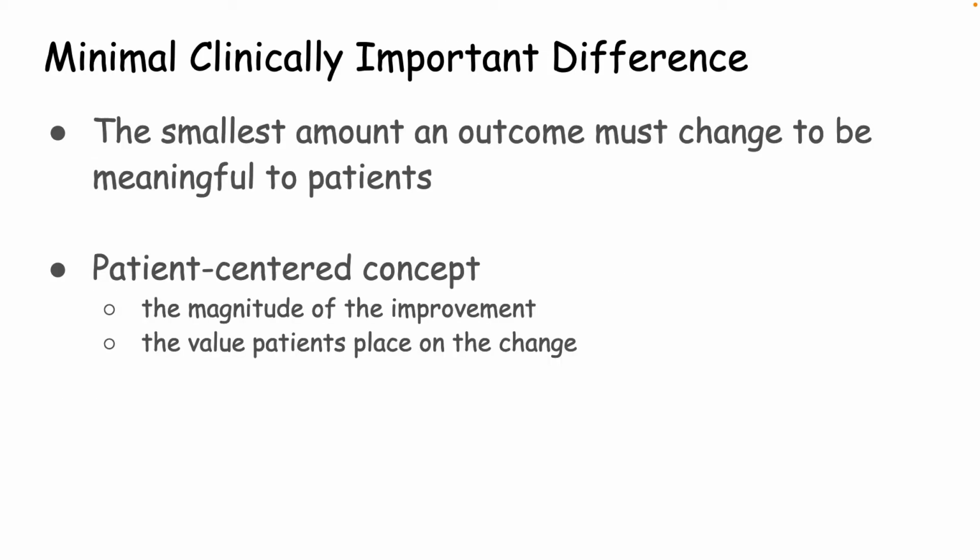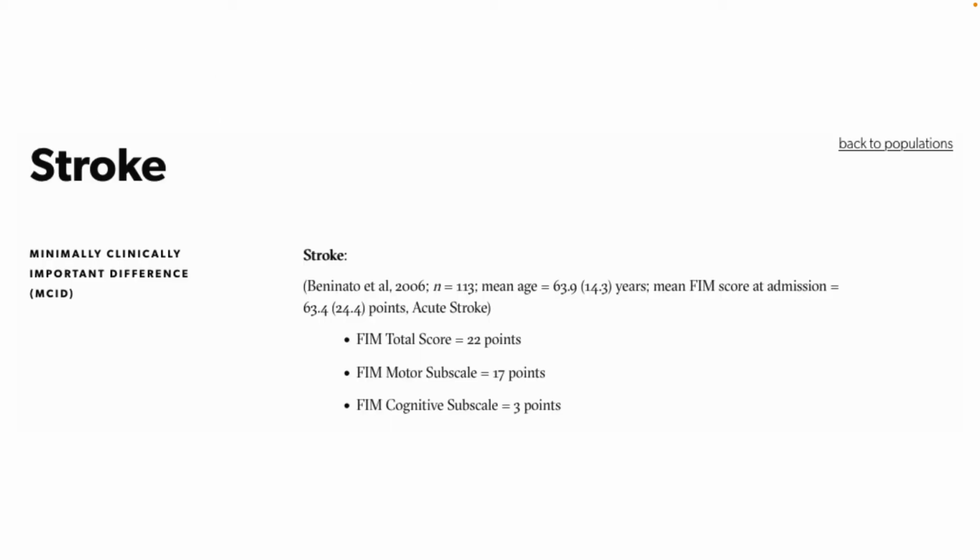In some cases, for some measures, investigators have established a minimally clinically important difference. The MCID represents the smallest change that is clinically meaningful. For example, here is a screenshot from the entry in the Shirley Ryan Ability Lab's Rehabilitation Measures database for the Functional Independence Measure, the FIM. For individuals who have had a stroke, the MCID for the total FIM score is 22 points, and it's 17 points for the motor subscale.